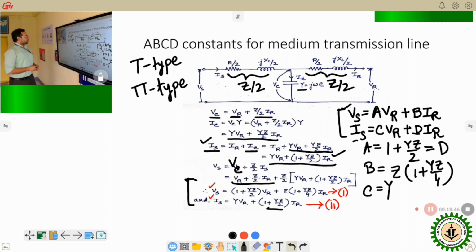In the next class, we will continue with finding out the ABCD constants for the pi-type medium transmission line.